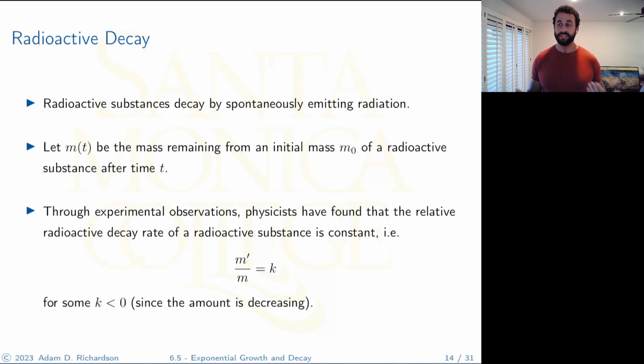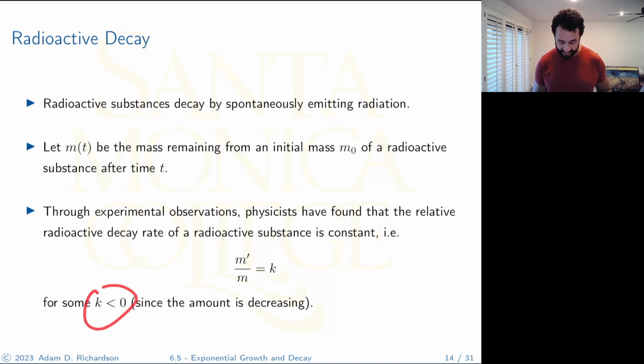constant. So what that means is when they measure how much stuff is left, and they've done this many, many millions of times, they've discovered that the decay rate is actually a constant. So the relative decay rate is a constant number that does not change. So what that means mathematically is that this number has to be a fixed constant. In other words, the rate of change of the mass, the amount, divided by the mass itself is the same number every time. It's a constant.